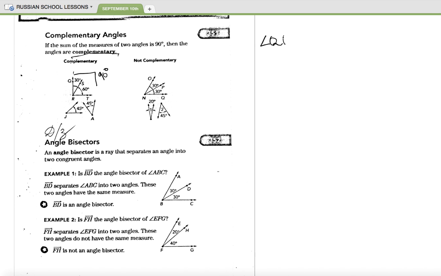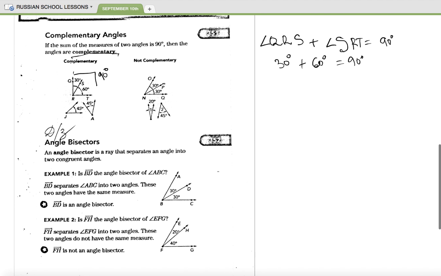angle QRS plus angle SRT equals 90 degrees because 30 plus 60 equals 90. 30 plus 60 is 90, complementary.